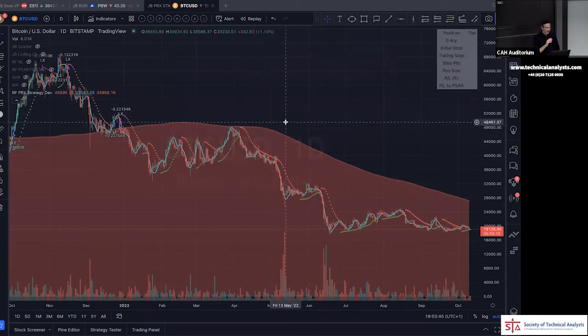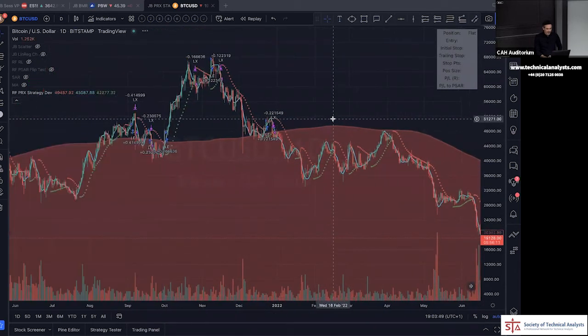Okay, so a little bit more info here just on what we're looking at. The red, the rising or now dropping red line, is that average, the moving average. I think it's just a 200 here.